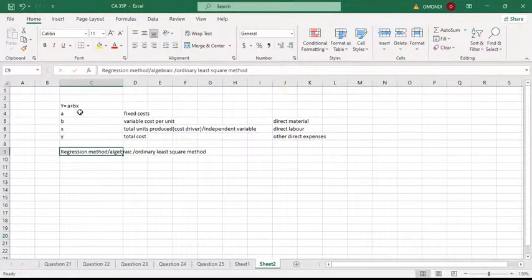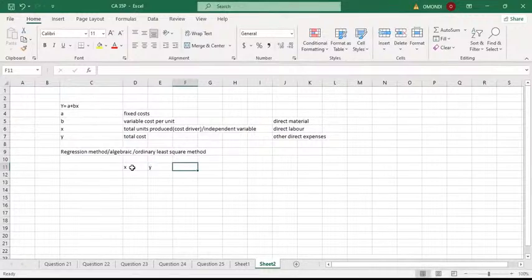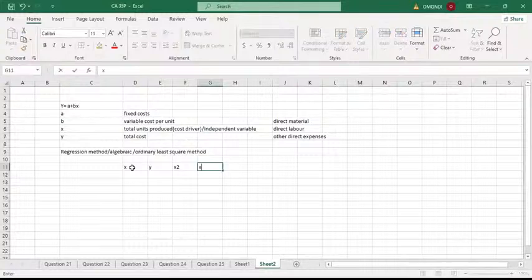So remember, for you to get that, you must have the values of X. You must have the values of Y. If you can recall, you are also getting X squared to some extent. Then you are also getting XY. That is the manual method which you are using when you are doing this concept of regression method.